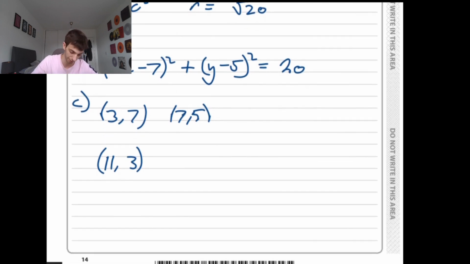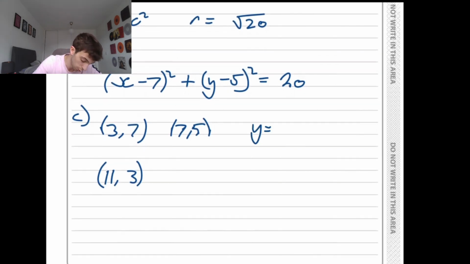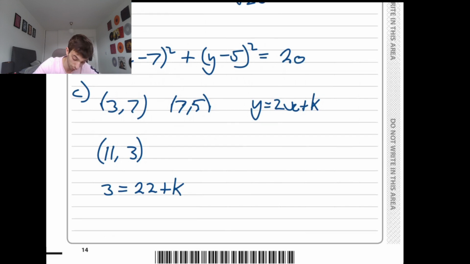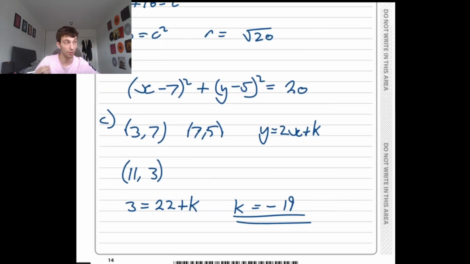We called it point J, but it's just a point on the circle which our tangent, which has the equation y equals 2x plus k, goes through, okay? So what we have to do now to find k is plug in x equals 11 and y equals 3. So we have that 3 equals 2 times 11, which is 22, plus k. Therefore, our value of k will be 3 minus 22, which is minus 19. And that's a very quick way to do this.